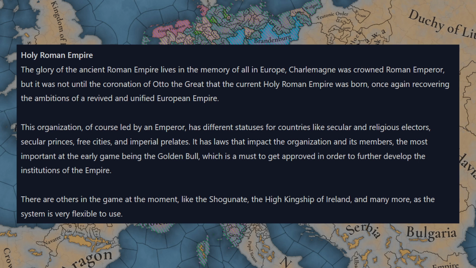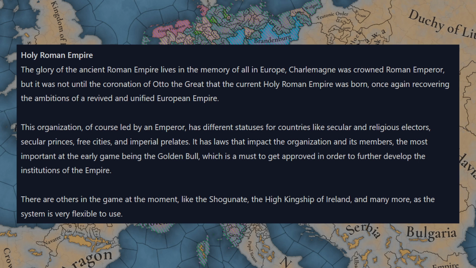This organization, of course, was led by the emperor, has different statuses for countries like secular and religious electors, secular princes, free cities, and beyond. It has laws that impact the organization and its members, the most important in the early game being the Golden Bull, which is a must to get approved in order to further develop the institutions of the Empire. So you definitely have to get that over the line, which I think in most campaigns will definitely happen.